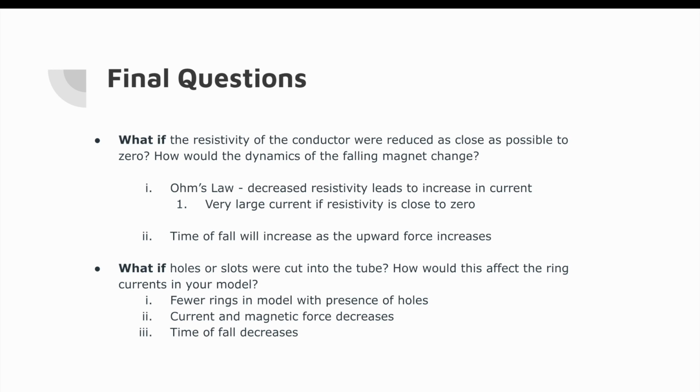Additionally, we ask, if there are holes and slots cut into the tube, how will this affect anything? So the presence of holes will mean that there are fewer rings throughout the tube. And fewer rings is directly related to the Biot-Savart law, where we now have a decreased amount of current, decreased magnetic force, and this will decrease the time of the fall.